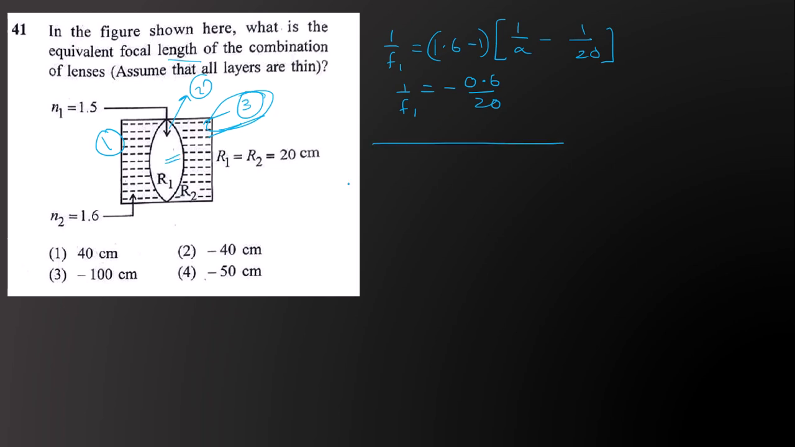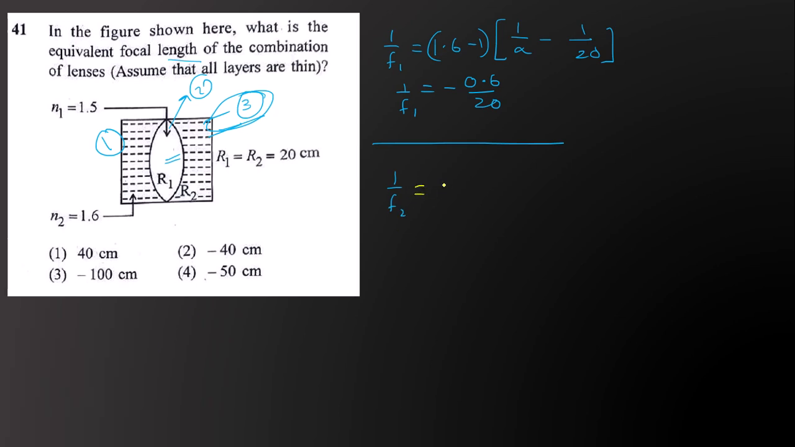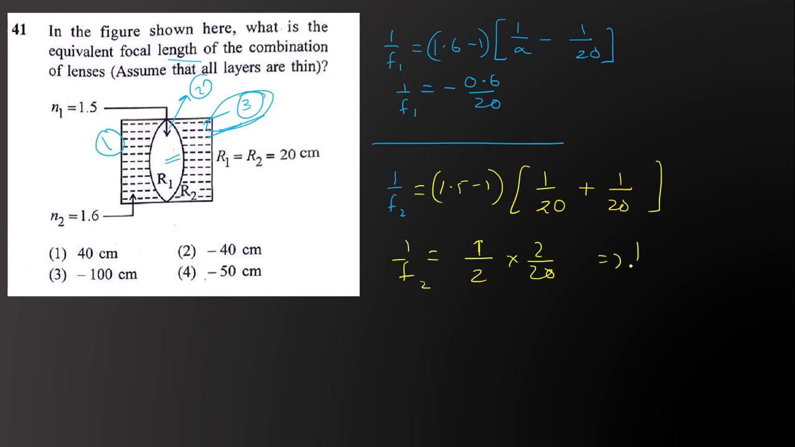Now come to the convex part. So here in this case, let's say focal length equal to f2, and thereby I will write down the refractive index, and then since it is a biconvex lens, this will be 20, and for R2, since it will lie on the minus x-axis, it will be minus 20, and 0.5 multiplied by this, ultimately it will become 1 by, or simply 1 by 2 into 2 by 20, 1 by f2. So 1 by f2 will be equal to 1 by 20.